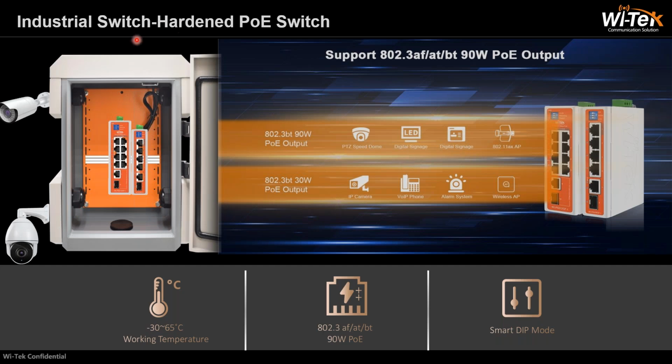And let's move to our hardened PoE switch. The hardened PoE switch is between the commercial level and the industrial level. We know that at the commercial level, the working temperature is from 0 to 40 degrees Celsius, but for the industrial level, it is minus 40 degrees to 75 degrees. Our hardened PoE switch is between these two levels. It belongs to the entry level industrial switch, so the working temperature is minus 30 degrees to 65 degrees.